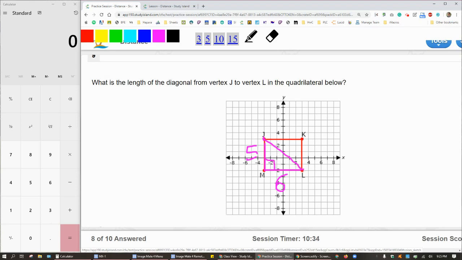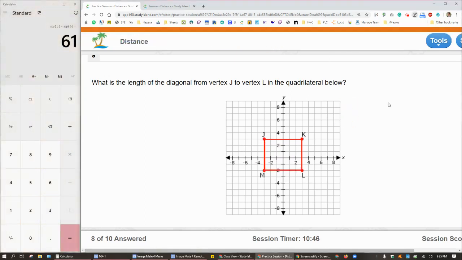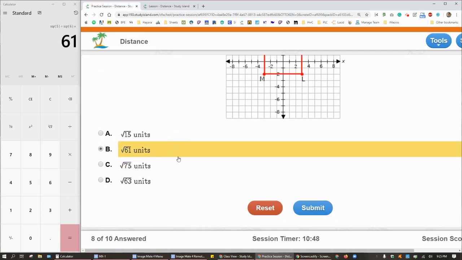So 5 squared plus 6 squared equals our distance squared. 5 squared plus 6 squared equals 61. So we get the square root of 61. Whatever the square root of 61 is our answer. There it is, square root of 61.